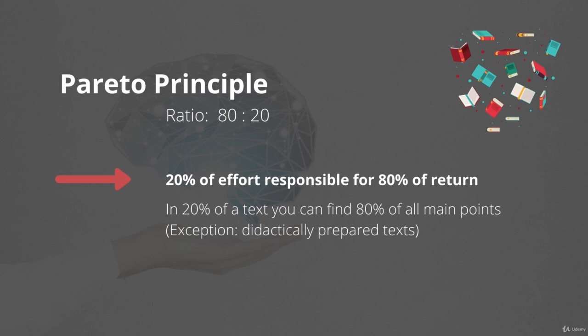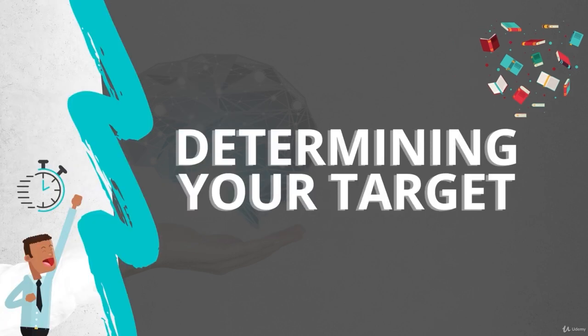The same is also true for other areas of life. For example, 20% of all products are responsible for 80% of the revenue. Or 20% of drivers are responsible for 80% of all traffic accidents. I think you get the point. It's really important to skim what is important of a text, and it will help you to actually read the text and understand it. Especially when you combine it with our next technique, which is determining your reading target.